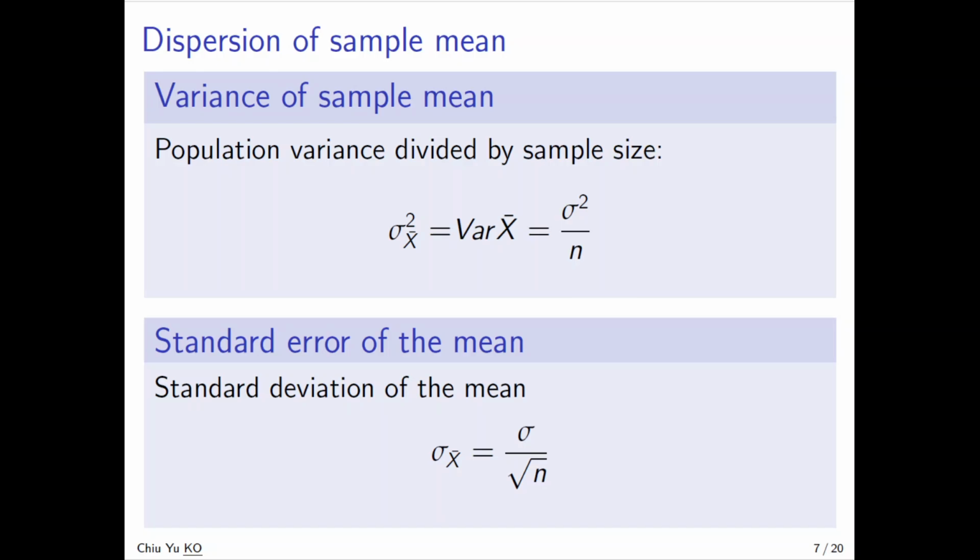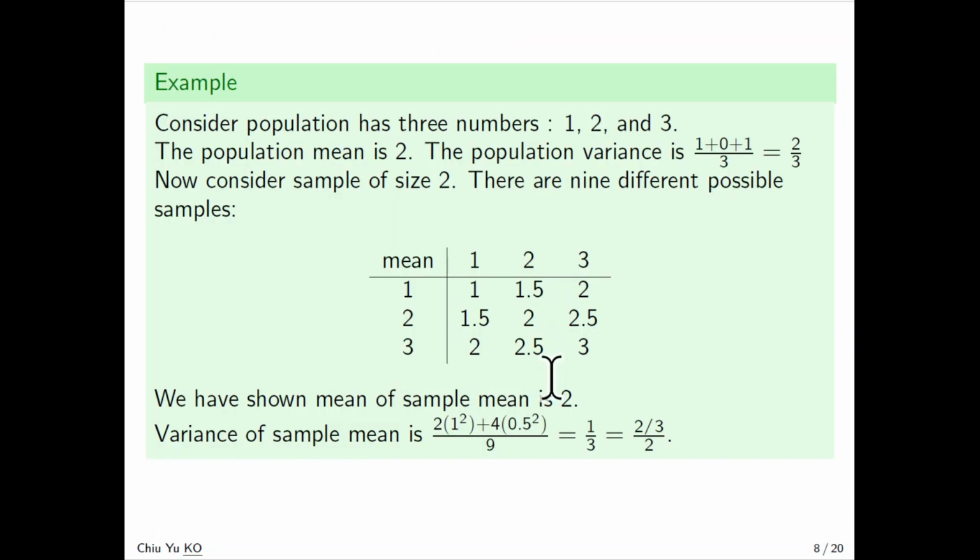And the standard deviation of the sample mean, we have a special name, we call it the standard error of the sample mean. It will be just the square root of what we have seen here. So it is the standard deviation of the population divided by root n. Okay, so that is the thing. So let's see an example.